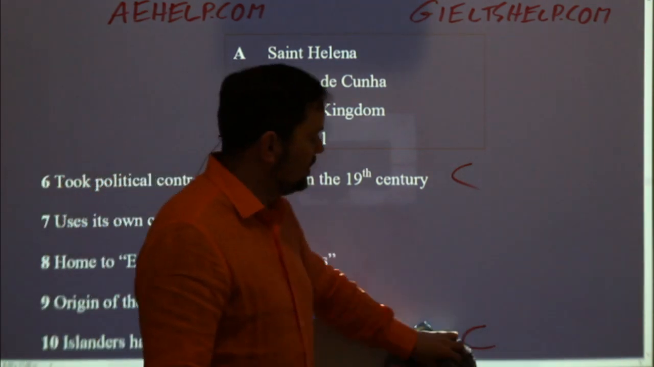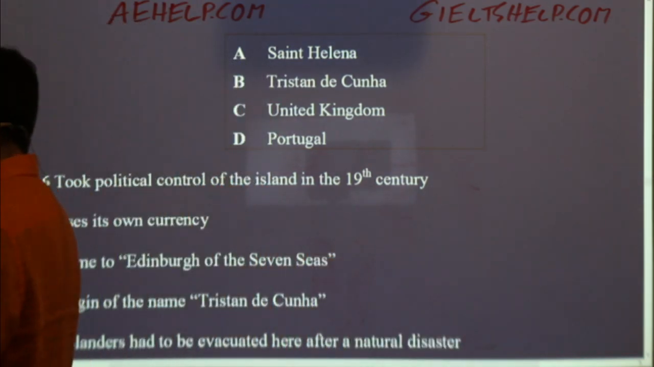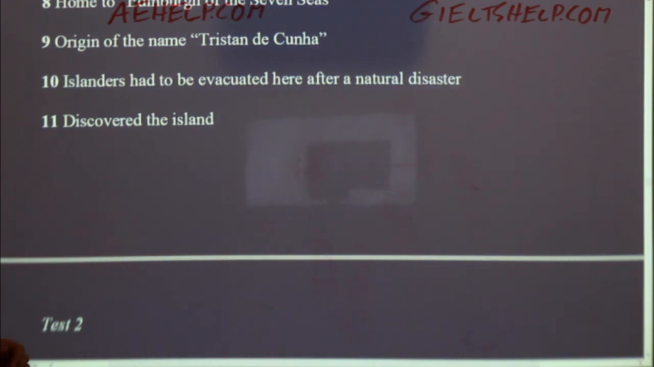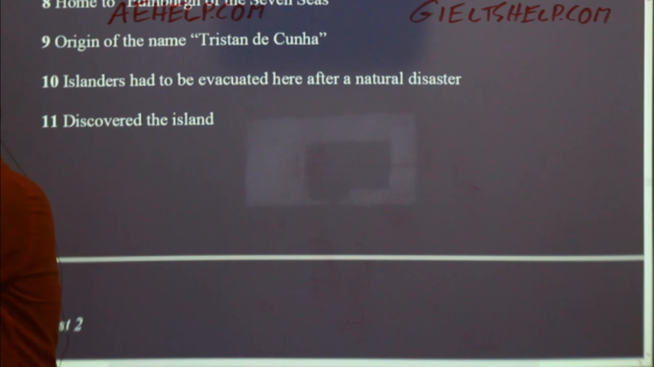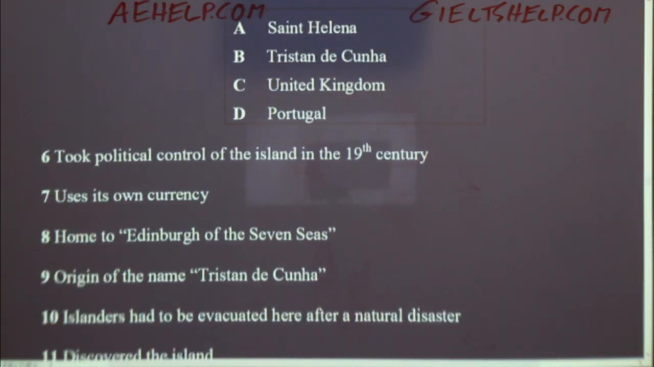All right? Now, this is reading passage 1, girls and guys, so this is going to be the easiest one from the 3. Again, it's very visual, right? And has easier question types. Number 11, discovered the island. Which one of those would be the matching one for that last question, number 11? Where did the person come from? This should be easy. If you got number 9 correct, you should definitely get number 11 correct.